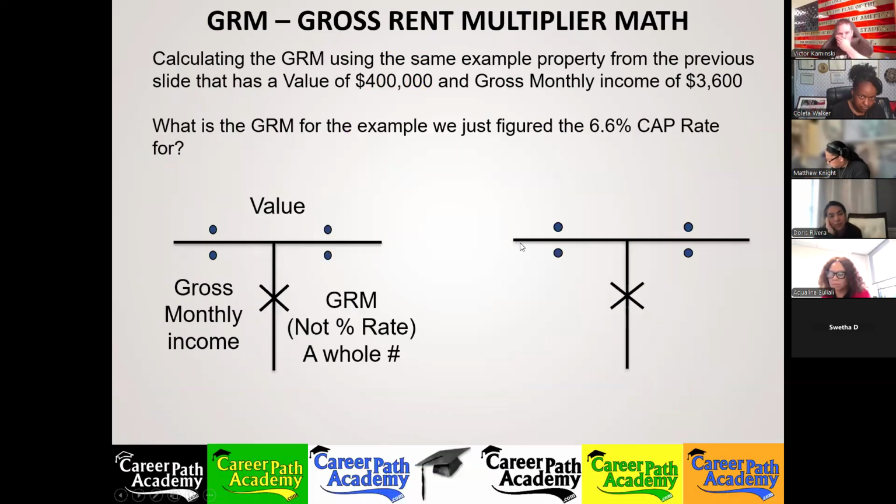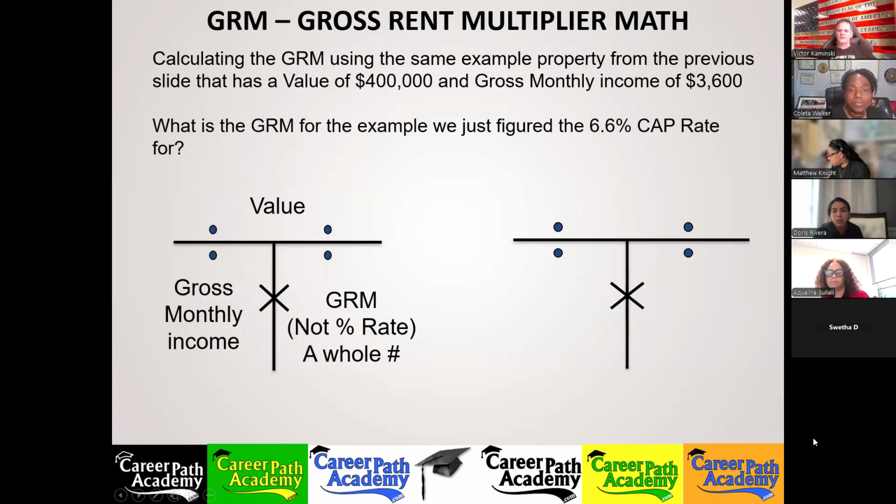All right, so let's do it again. Now let's calculate what the GRM is for that previous property that got us that 6.6% cap rate of return on our investment from that previous slide. The value of the property is 400,000 and the gross monthly income is 3,600. So what's the GRM on this property? What formula do we need to use to calculate the GRM?